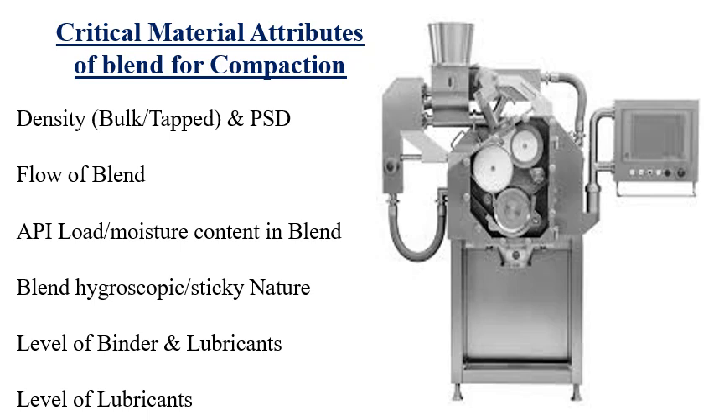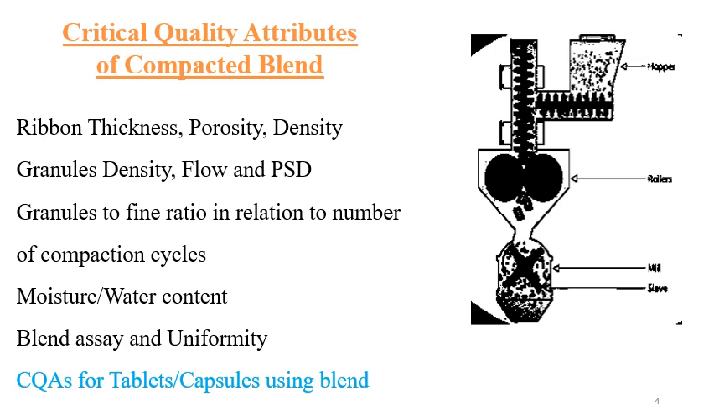Then level of binder and lubricants. Sometimes dry binders are used to make good quality ribbons, and lubricants are added in the blend so that the blend will flow properly and will not stick to the rollers. Then level of lubricant and binders, these are important CMAs.